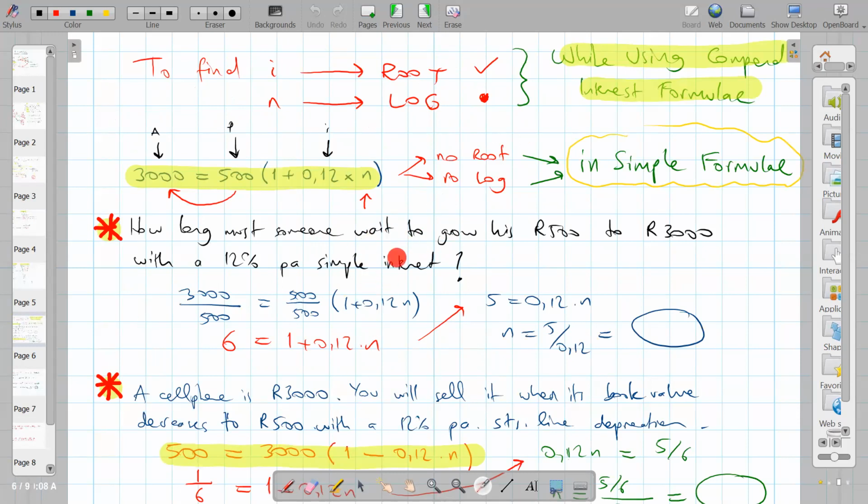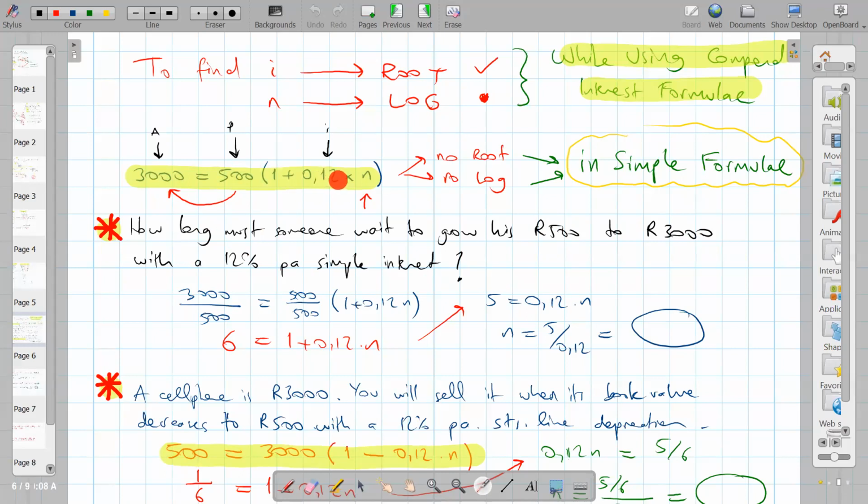Okay, these two examples were the easy ones, like how long must someone wait to grow his 500 rand to 3,000 rand with 12% simple interest rate. So what do we know? Initial money is 500. Finally, you must receive 3,000 rand. So we know everything except how long, so how many years. So then you can plug into the formula: initial amount 500, final amount 3,000, and then interest rate 12%. And use the correct formula.